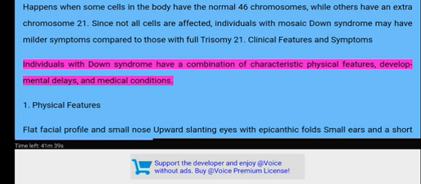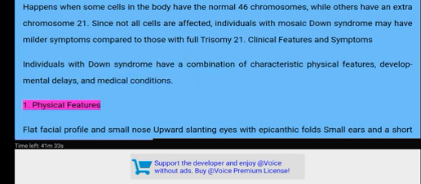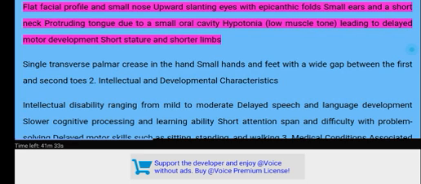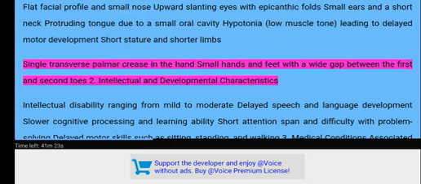Clinical features and symptoms. Individuals with Down syndrome have a combination of characteristic physical features, developmental delays, and medical conditions. 1. Physical features. Flat facial profile and small nose, upward slanting eyes with epicanthic folds, small ears and a short neck, protruding tongue due to a small oral cavity, hypotonia, low muscle tone leading to delayed motor development, short stature and shorter limbs. Single transverse palmar crease in the hand, small hands and feet with a wide gap between the first and second toes.